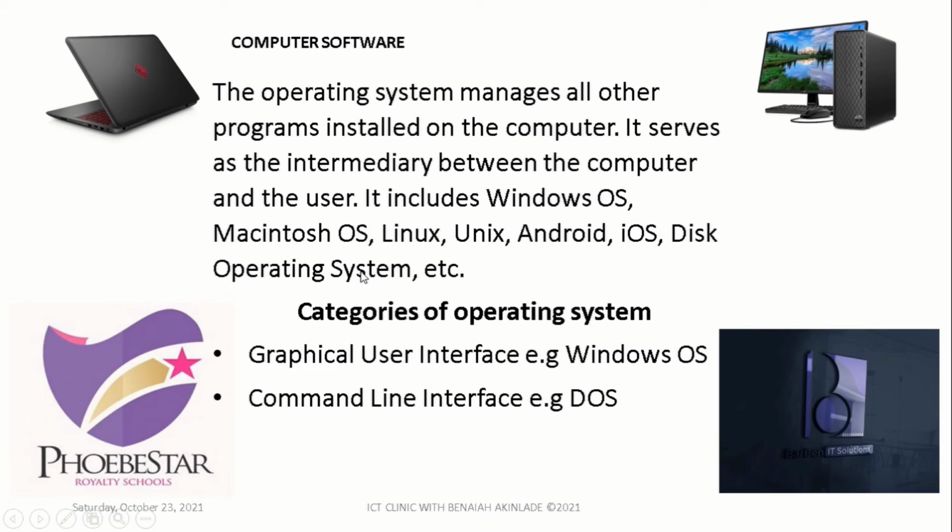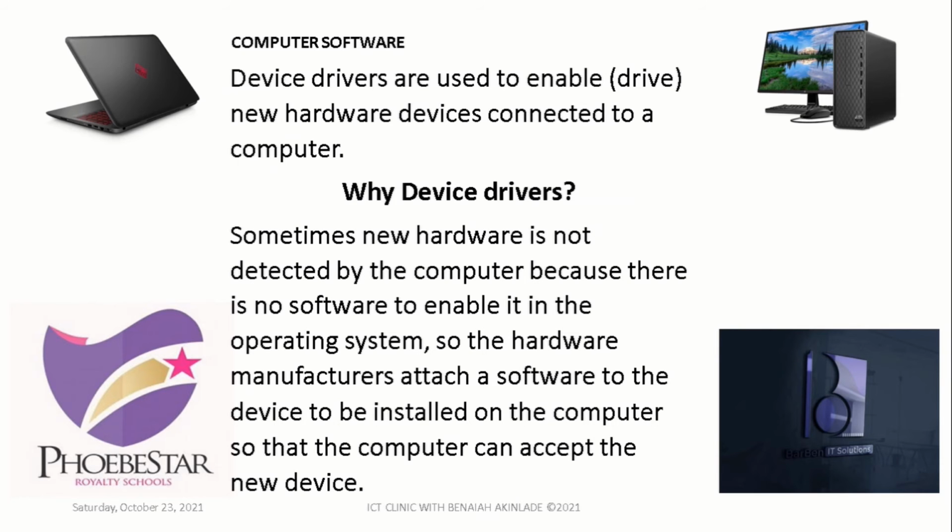Whereas when you talk about command line interface operating system, they use commands, codes, command prompts. So you will not see any picture, you will just see a black screen with a cursor blinking for you to type. You communicate with that operating system with the use of codes. That is the difference between a graphical user interface and a command line interface. Example of a command line interface is disk operating system that we also know as DOS. Those are the two categories of operating system that we have.